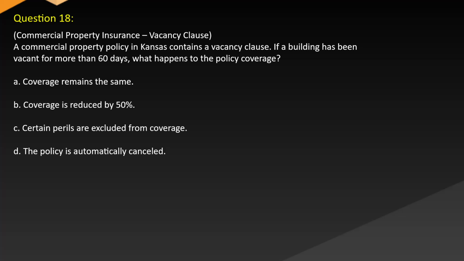Question 18. Commercial property insurance. Vacancy clause. A commercial property policy in Kansas contains a vacancy clause. If a building has been vacant for more than 60 days, what happens to the policy coverage? A. Coverage remains the same. B. Coverage is reduced by 50%. C. Certain perils are excluded from coverage. D. The policy is automatically cancelled.